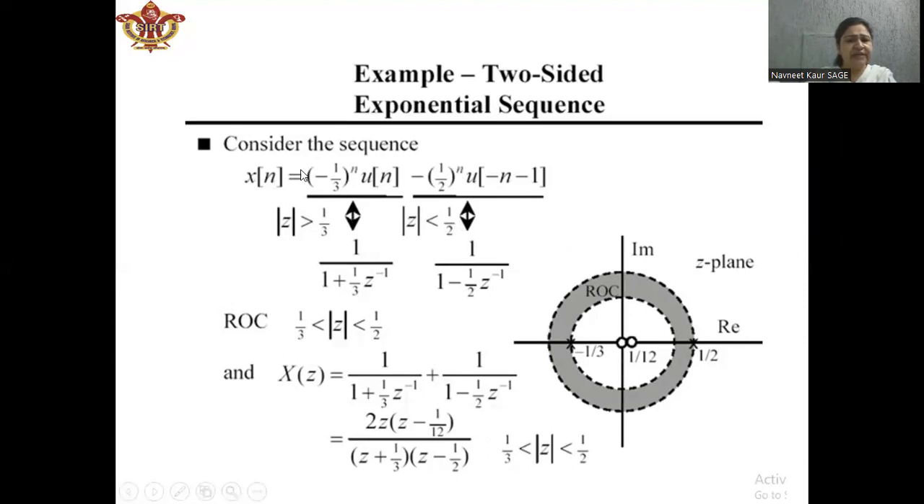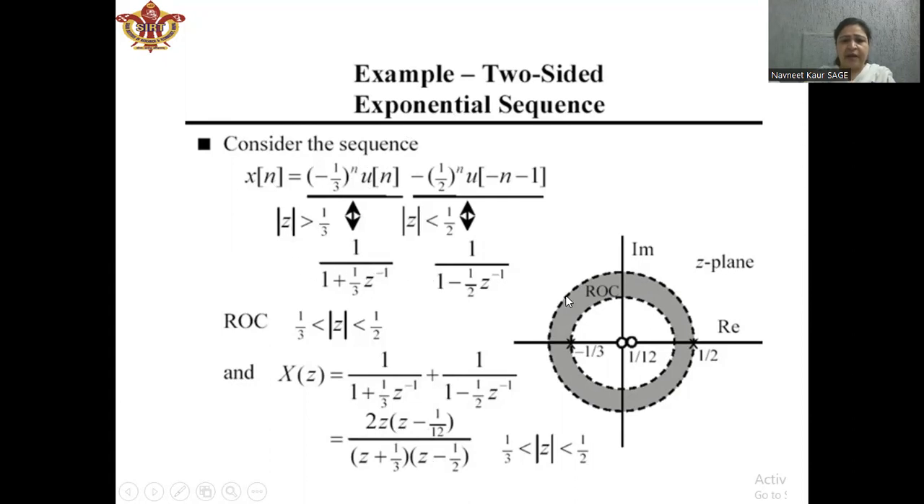We have already calculated in my previous slide that the z transform of this part is 1 upon 1 plus 1 upon 3 z inverse, and of this part is 1 upon 1 minus half z inverse. This is a right-sided sequence, so here the ROC will be z greater than 1 by 3, and this is a left-sided sequence, so the ROC will be z less than 1 by 2. Now, if I calculate this z transform, 1 upon 1 plus 1 by 3 z inverse plus 1 upon 1 minus half z inverse, upon calculation I'll get the final result here. Now, for finding the ROC of this whole sequence, I'll take the intersection of these two ROCs.